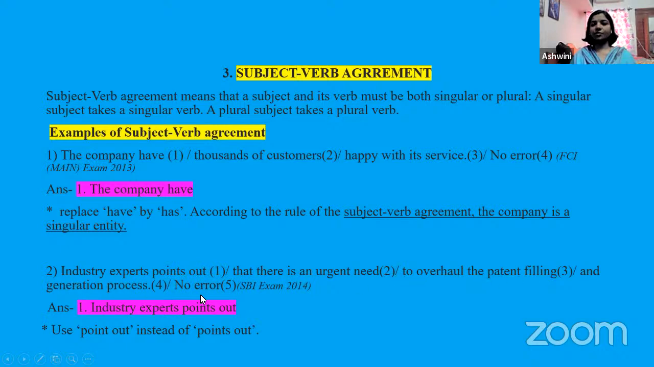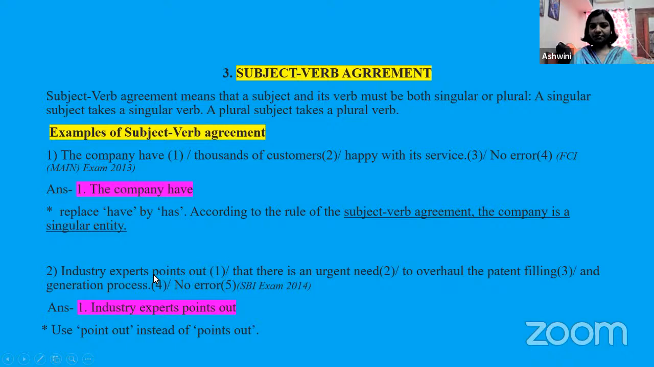Next example is that industry experts points out that there is an urgent need to overhaul the patent filing and generation process. No error. ये क्वेश्चन पूछा गया recently also SBI examination में in 2014 के एग्जाम. Okay, now SBI एग्जाम में ये क्वेश्चन पूछा गया है. It is all about the subject verb agreement. What is that? Industry experts points out.